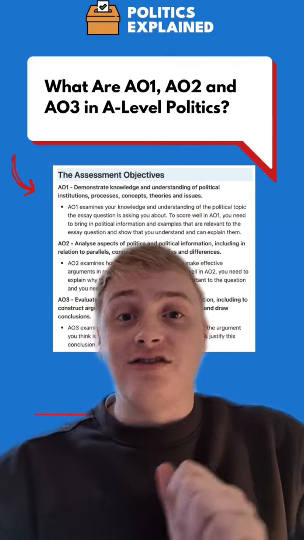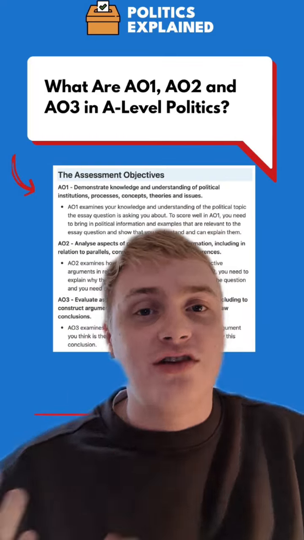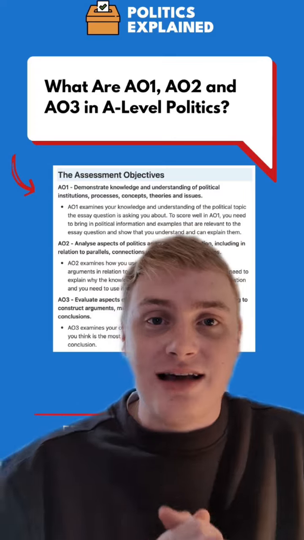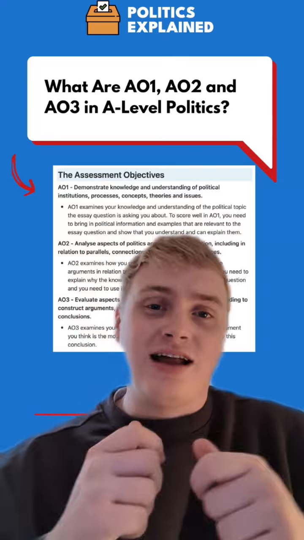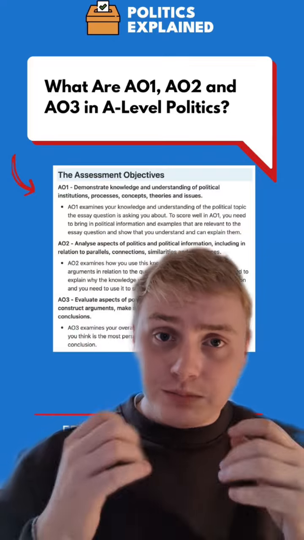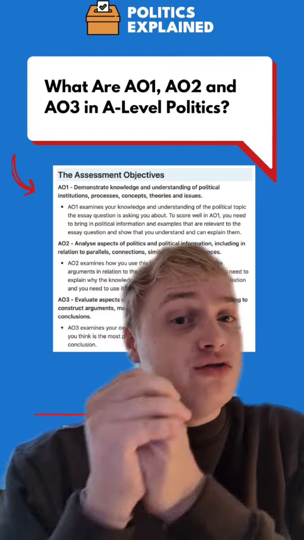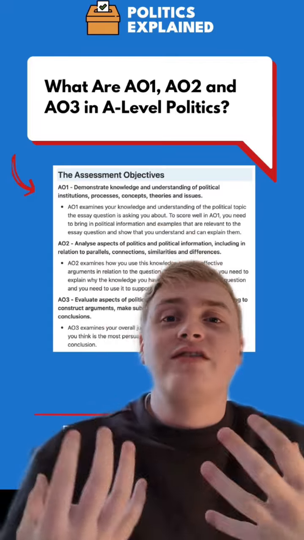So AO1 is knowledge. It's about demonstrating knowledge and understanding of political institutions, processes, concepts, theories and issues. This is ultimately the content that you've learned in the exams. It's specific examples. It's explaining political processes and that really specific knowledge in relation to the particular question. But that knowledge isn't enough. Ultimately, you also really need to make sure you're picking up enough marks for AO2, which is analysis, and AO3, which is evaluation. So what do these mean?